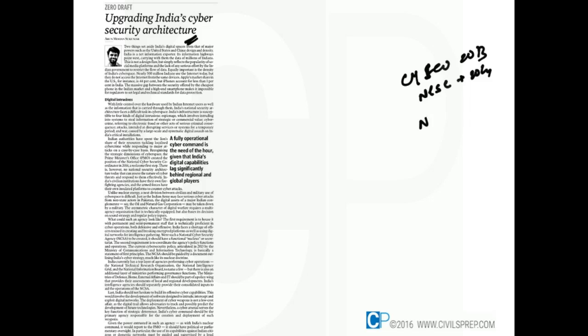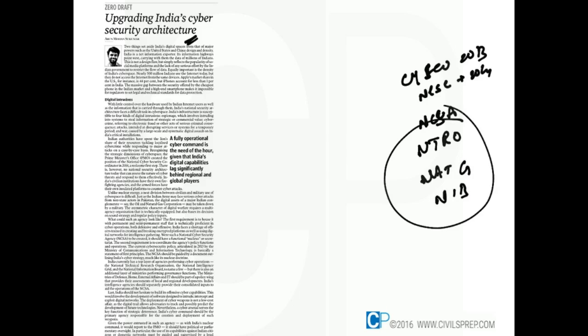So the author recommends a National Cyber Security Agency. So what does it have to do? It has to coordinate the functions of the different agencies providing the cyber operations. Now, you know that NTRO, the National Technical Research Organization, NatGrid, the National Information Board, all these are involved with the functioning of cyber security. So coordination of these actions has to be the responsibility of the cyber security agency.